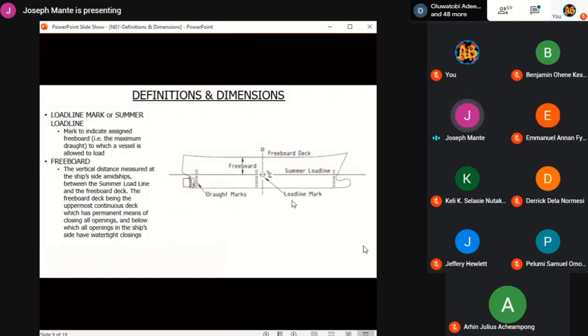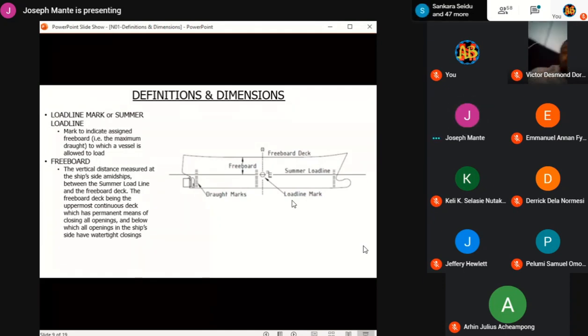We are saying that freeboard is the vertical distance measured at the ship side, midship, between the summer load line and the freeboard deck. The freeboard deck being the uppermost continuous deck which has permanent means of closing all openings, and below which all openings in the ship side have watertight closings. So basically, if you know your draft and you know your depth, you can subtract your draft from the depth and you'll be able to get your freeboard.